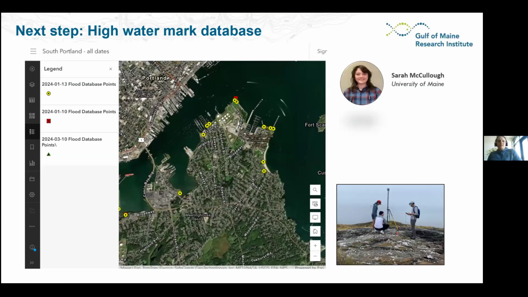So the next thing we're working on here is sifting through those observations. This is work that this fabulous intern from the University of Maine, Sarah McCullough, is working on, sifting through those observations and finding ones that have imagery of a really good high watermark, and then using a combination of in situ elevation measurements with a GNSS system and LiDAR to try to estimate the local elevations of high water marks during some of our flood events of record.